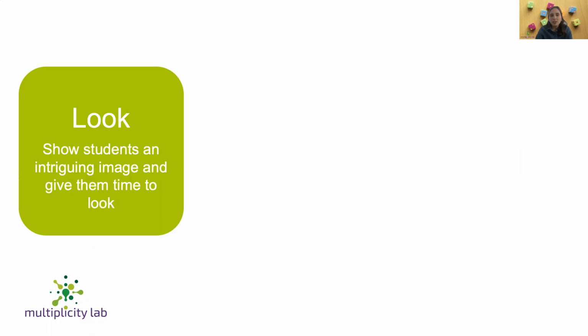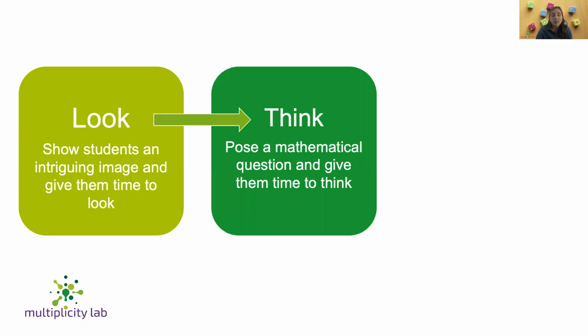As a quick reminder, in look, think, talk activities, you first show students an intriguing mathematical image and give them time to look. This can be done on a shared screen, or you can print copies for students. Then you pose a central mathematical question and give students time to think. If students have printed copies, you can invite them to annotate as they think. Students can also use manipulatives as an entry point into the task.